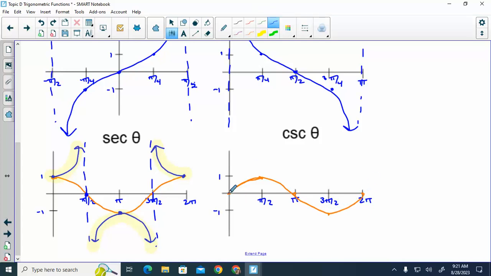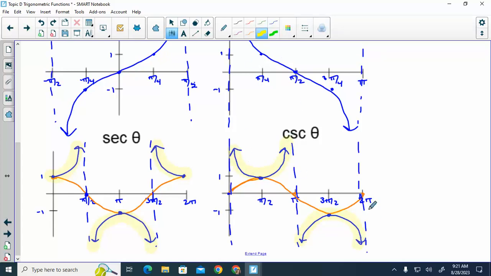Alright, then anywhere this hits 0, my graph will be undefined. High and low points stay, and then we just flip the graph away from the axis. So the final graph are those blue lines.